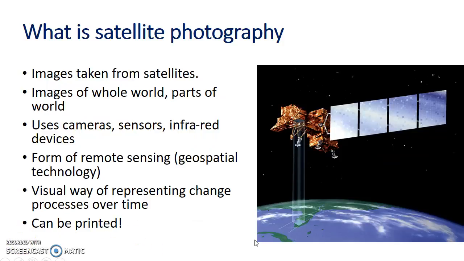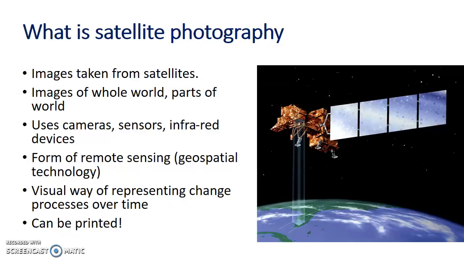So what is satellite photography? Well, as the name suggests, it's images taken from satellites. In the previous video, we learnt about the global positioning system, so the system of satellites orbiting the Earth. Similarly, we have satellites orbiting the Earth taking photographs of the world. So these can be images of the whole world, or parts of the world or specific geographical regions. The satellites use a combination of cameras and sensors and infrared devices to create images of the Earth's surface.